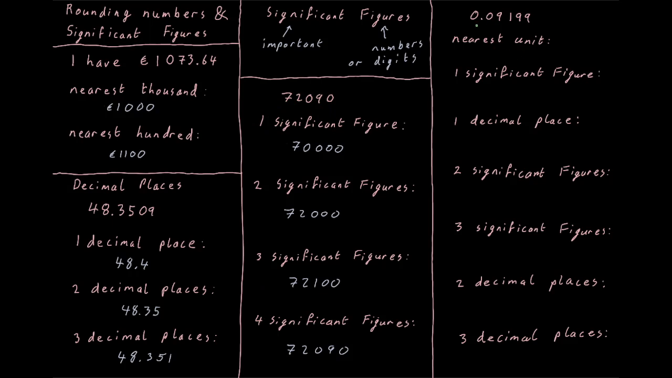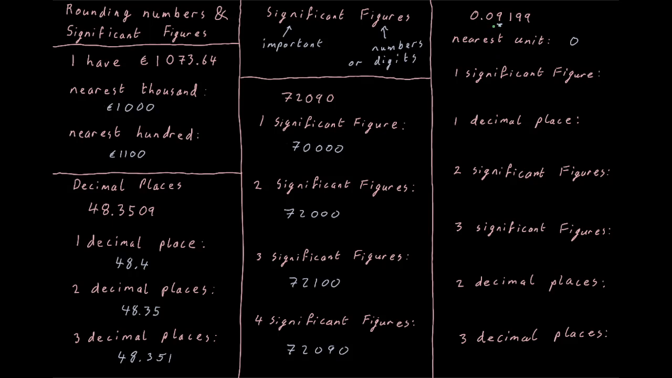And we can also have significant figures for numbers smaller than 1, decimal type numbers. So what would we do if we wanted to write this number 0.09199 to the nearest unit? So this would be a little bit like our beginning example. Well, the nearest unit for this is just 0. So that would be to the nearest unit. And then to one significant figure. So the most significant figure here would just be the 9.